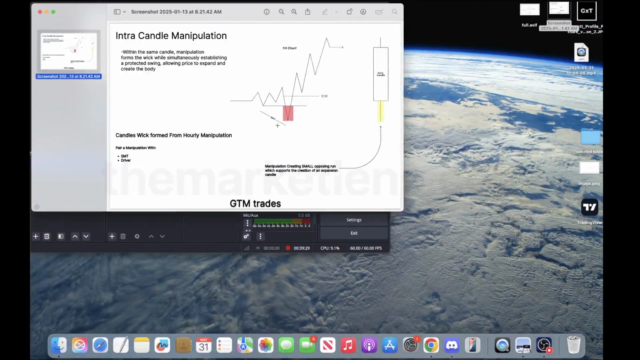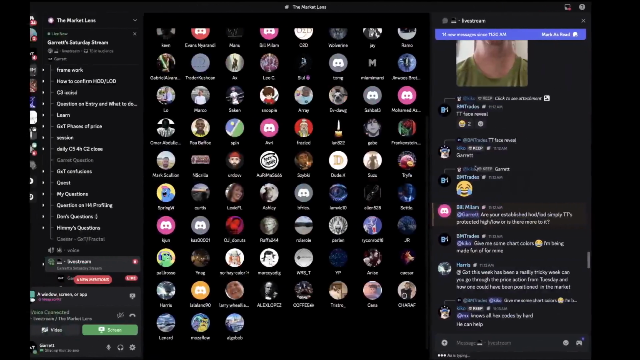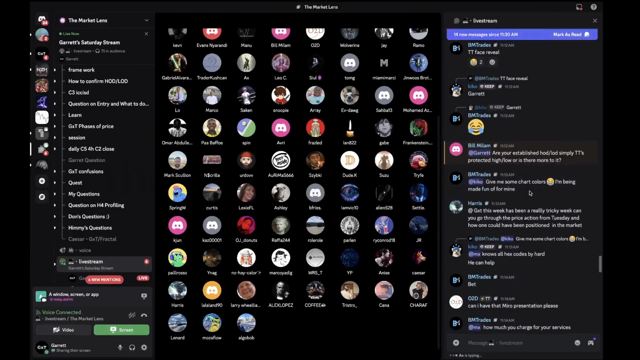My ideal GXT profile is just a low of day created from a protected swing, right? Because that creates the wick. So if the daily opens low and then manipulates, creating the wick, then you can assume that the low of day is put in and we should expand away, which would then create the body, right? So the manipulation creates the wick. The expansion away from the wick creates the body of it. If you have a small wick, then you can expect expansion, right?